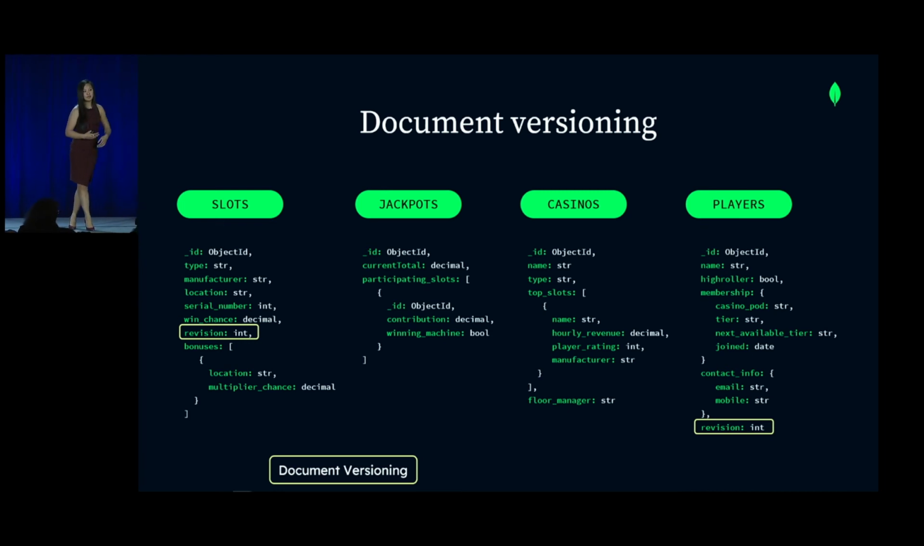Similarly to slots, as we start to configure them, we only ever want to know the current one. That would be a very terrible thing if we decided to change the win chance rate and we were querying the older version, which was less beneficial to the casino.